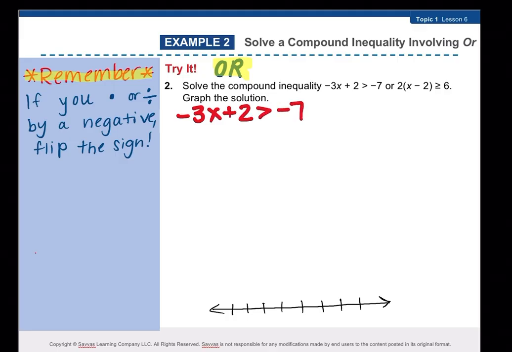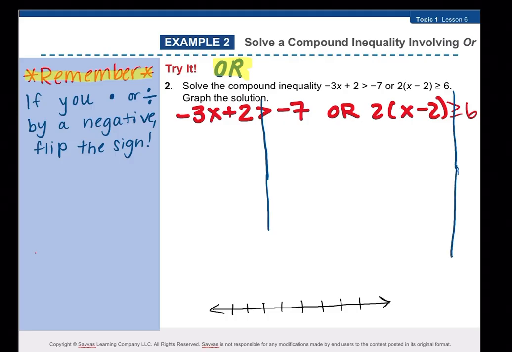I'm really just going to solve them both. So I'm going to write them both out, everything that I have in my problem, and I'm just going to solve them each individually, and then I'm going to put the solutions together. So it's really no different than lesson 5. I'm just adding these words in here. And so I'm going to try to get x by itself. First, I'm going to subtract 2 from both sides. That cancels out.